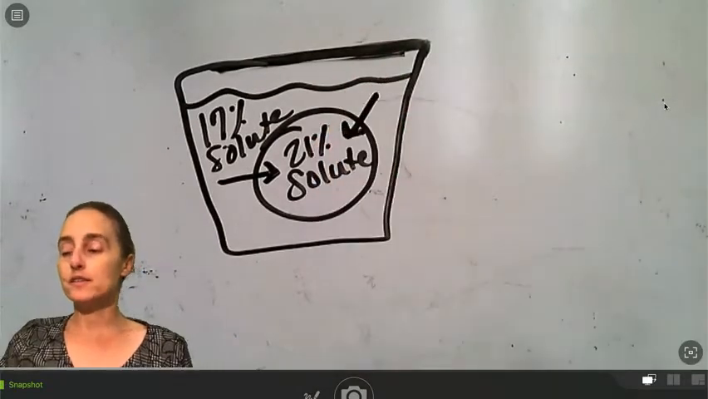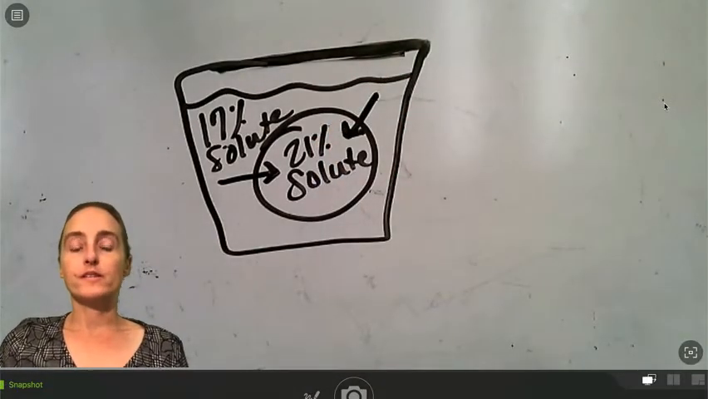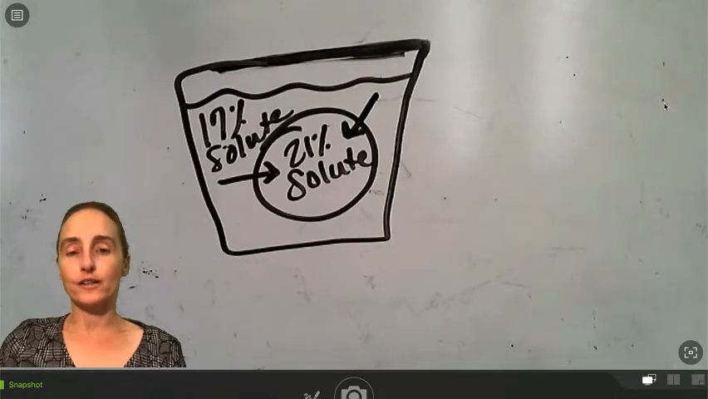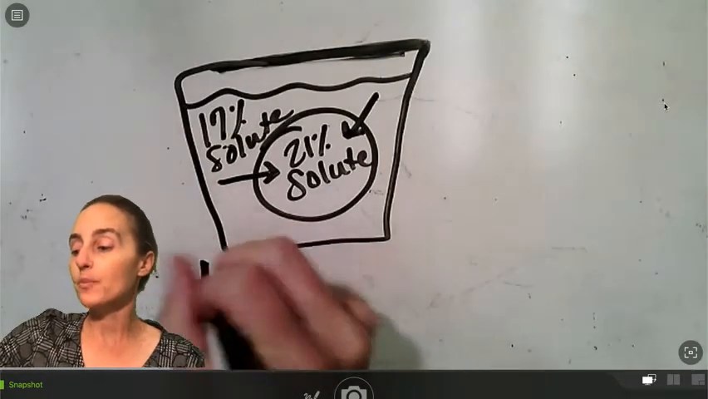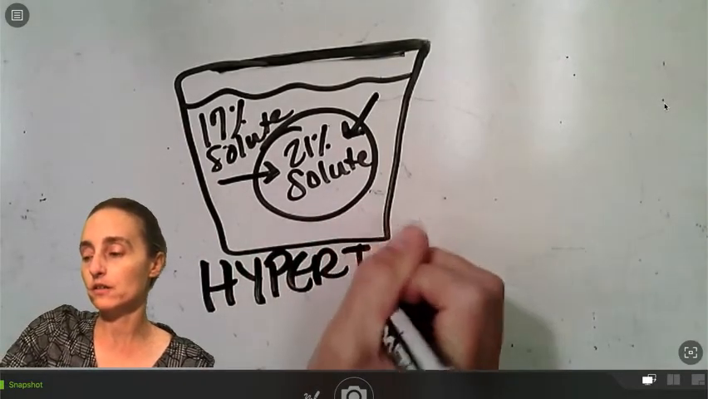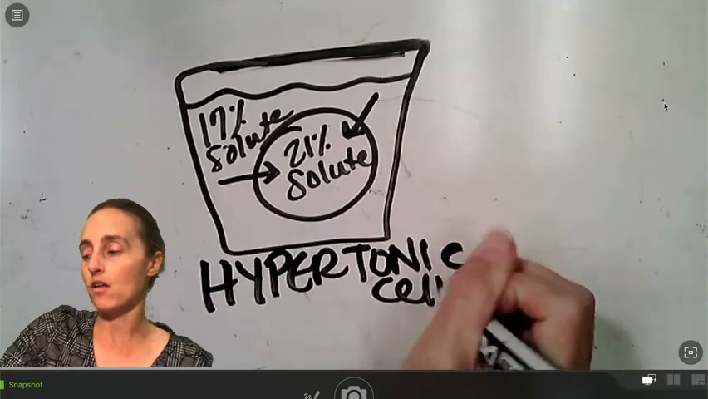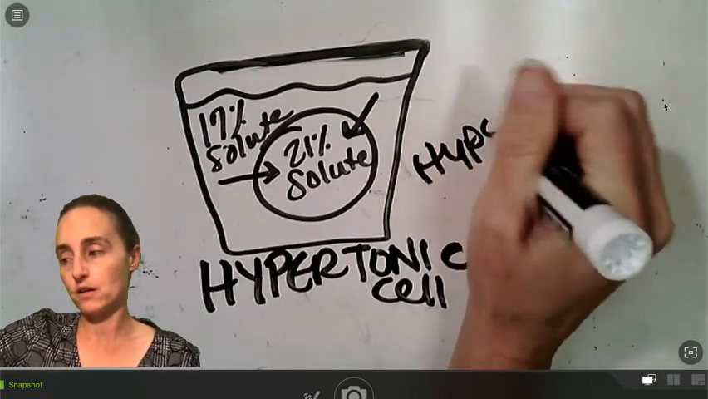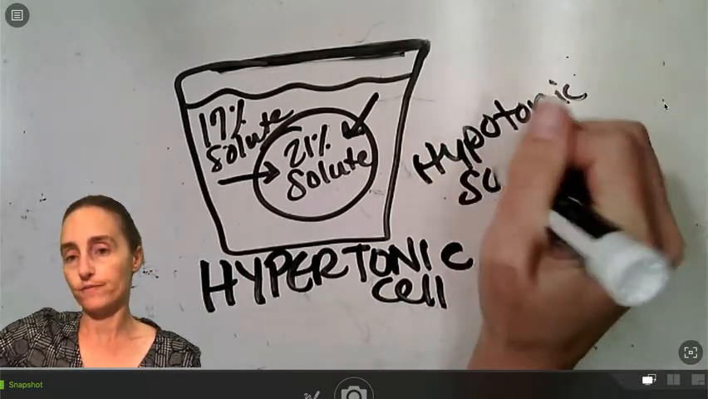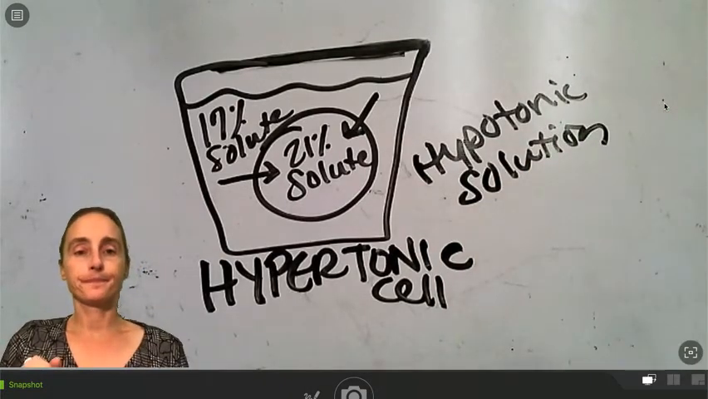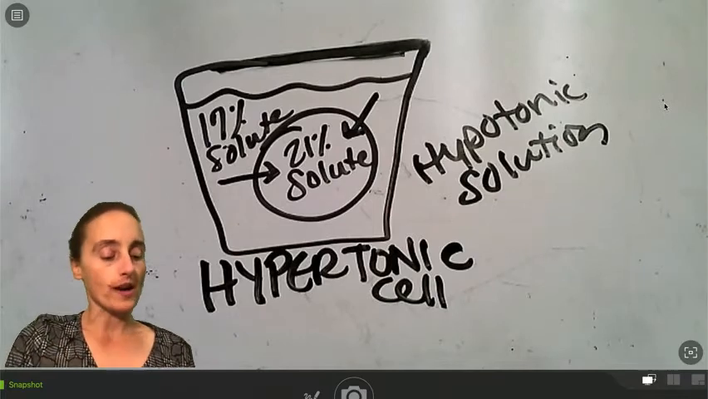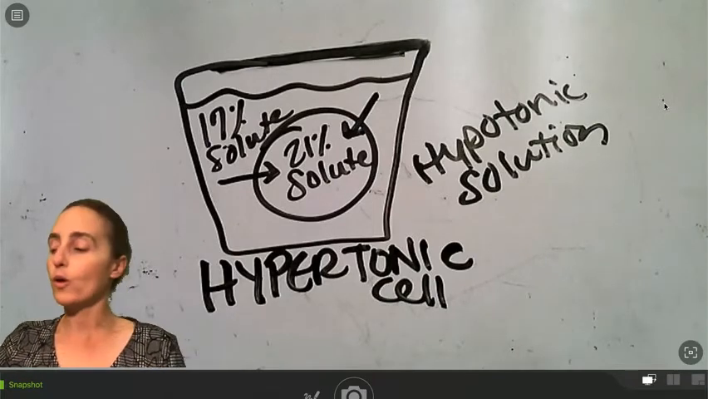Is the cell, when you first dropped it in, hypertonic, hypotonic, or isotonic to the solution? I still can't hear you. It's hypertonic. That's right. Hypertonic cell, hypotonic solution. Cell will get bigger. Okay, you could do some practice problems too. In fact, you're going to do a whole little practice lab. That'll be fun. Okay, so plant versus animal really quick.